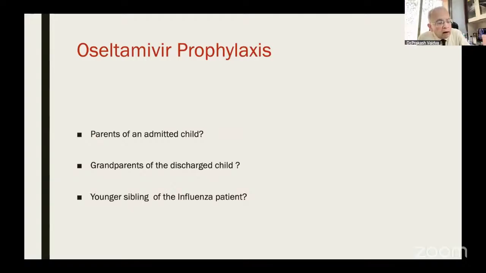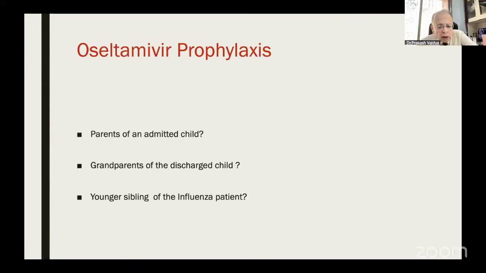Yeah, we have very little time left, so I'll quickly ask you. This will be a one-liner for both of you. When will you give oseltamivir prophylaxis to a child? The child is admitted with you, the parents are there. Will you give them oseltamivir prophylaxis, Dr. Mukesh? Only if they are at high risk.